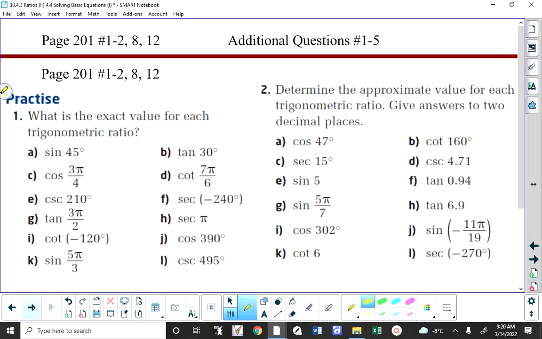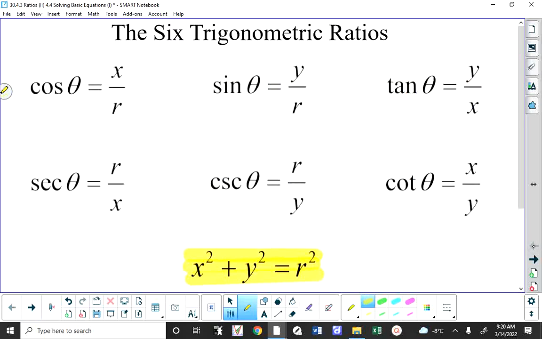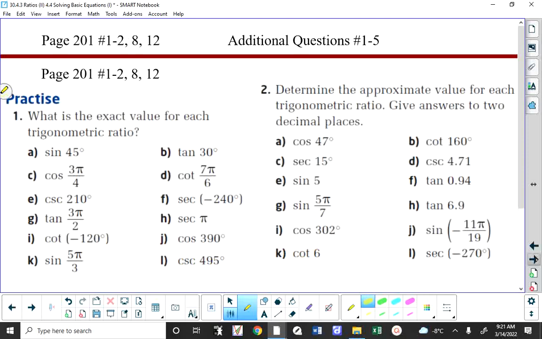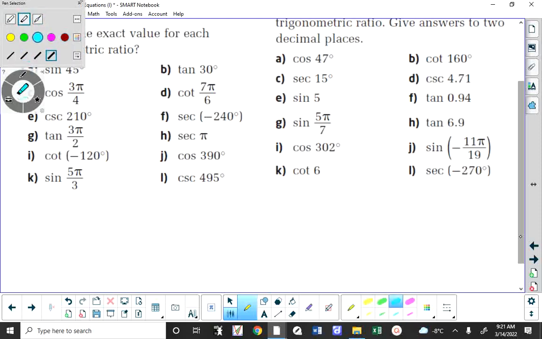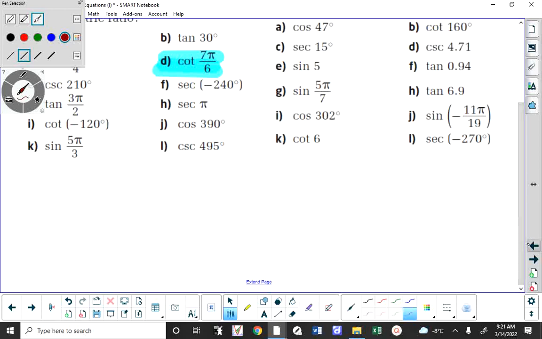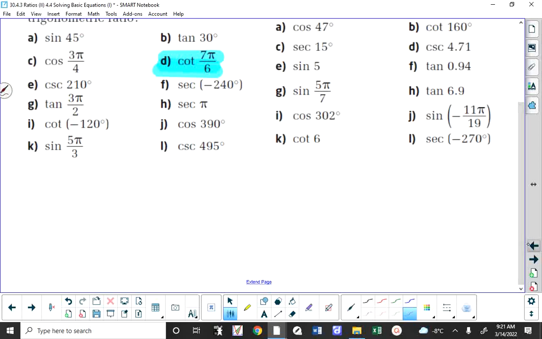So an example of putting this whole set of ideas together with the unit circle would be if I asked you for the cotangent of 7 pi over 6. If I said to you, what is the exact value of the cotangent of 7 pi over 6, the first thing you would need to do would be to locate where 7 pi over 6 is on the unit circle. And by the way, it's an expectation that you can locate 7 pi over 6, period, whether it's on the unit circle or not. Pi over 6 is a 30-degree chunk.